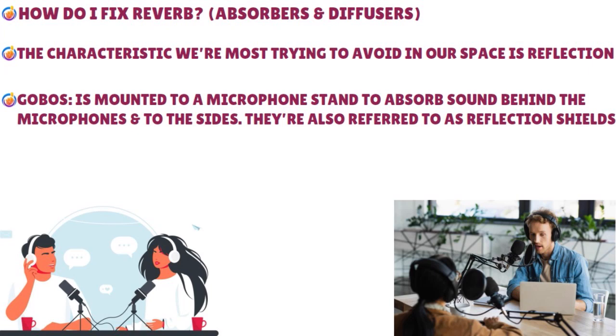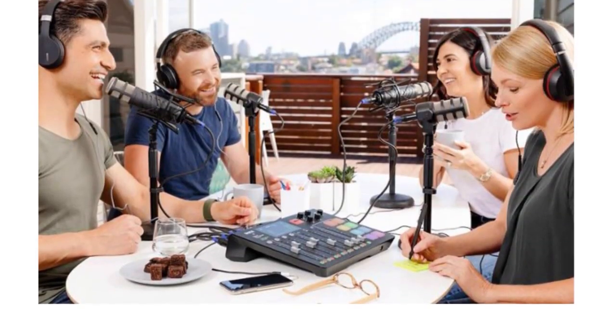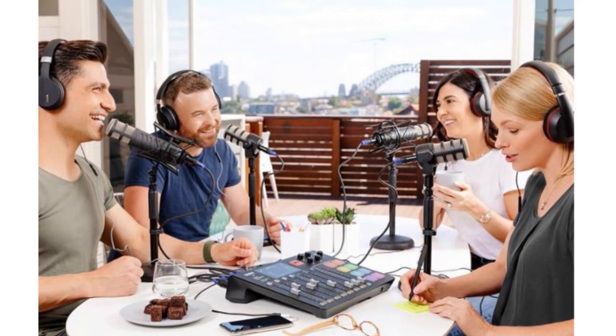Reflection shields work great in non-harsh acoustical environments that just need a little absorption to prevent echo. If you are recording in a bedroom or a closed closet, this may be all you need to prevent the echo that is coming from that space. Okay, so an important element.